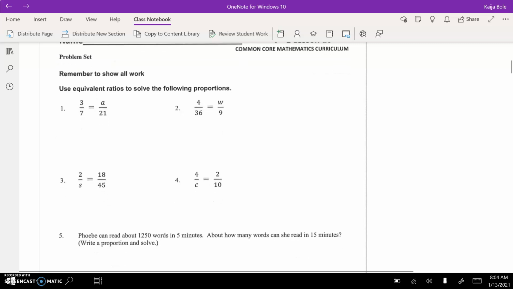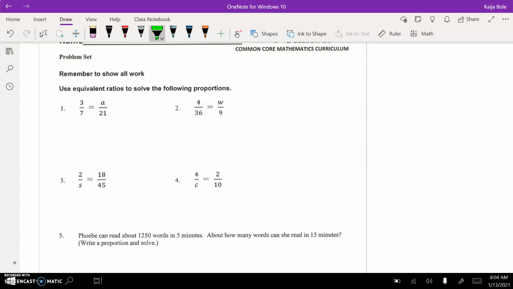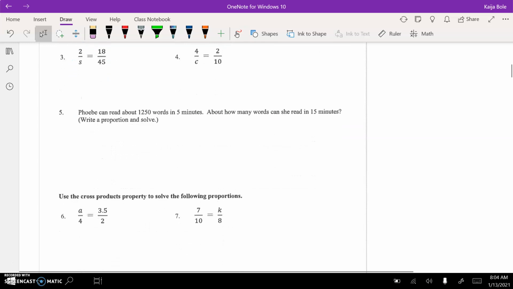So at the top here, numbers 1 through 4 says use equivalent ratios to solve the following proportions. So what that means is, the traditional, you're going to use the arrows. How do you get from 7 to 21? We multiply by 3, so you do the same on the top. So then 3 times 3 would be 9, so 9 equals A. Okay, so that's the top section.